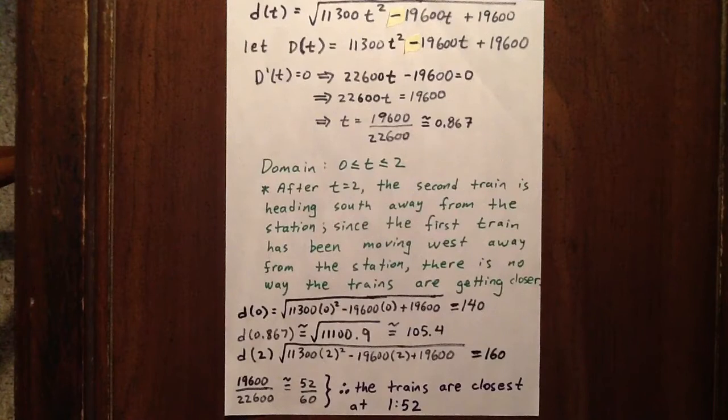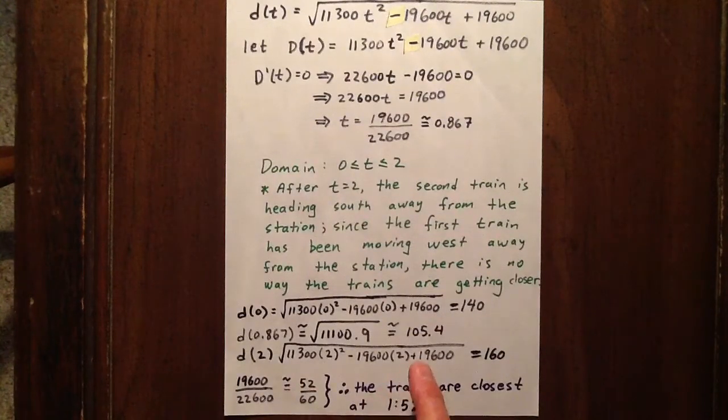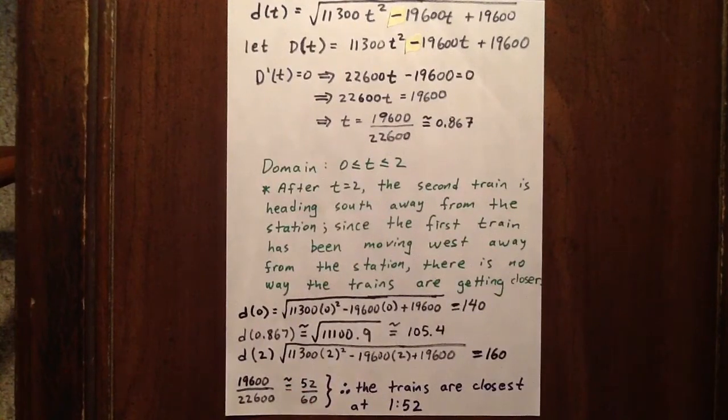Now, to put this into time for the average citizen, what we want to do is figure out how many minutes 0.867 hours represents. So all we do is take that quantity and express it as a fraction over 60. The numerator is 52. So since this started at 1 o'clock and 52 minutes later they're the closest they ever get, we can say that the trains are closest at 1:52.